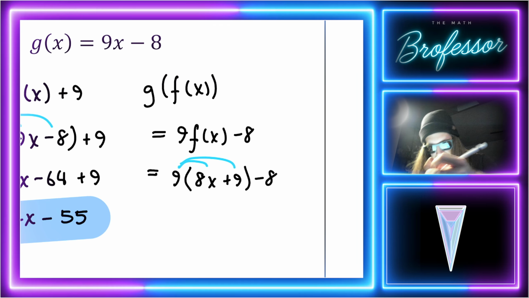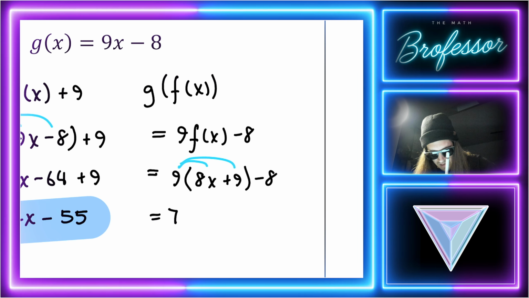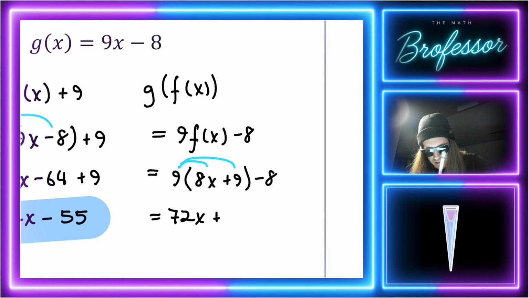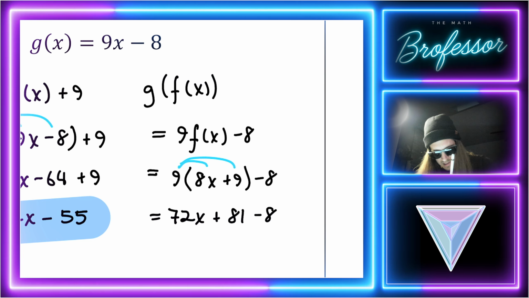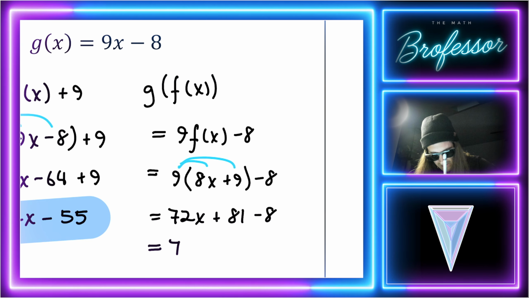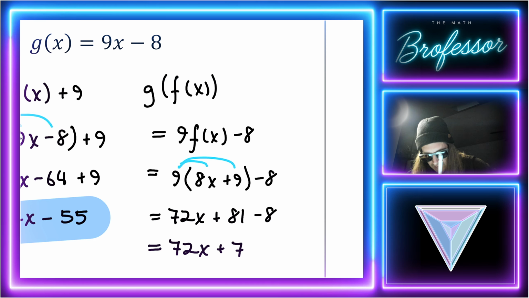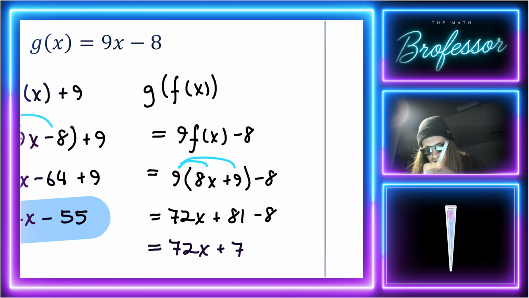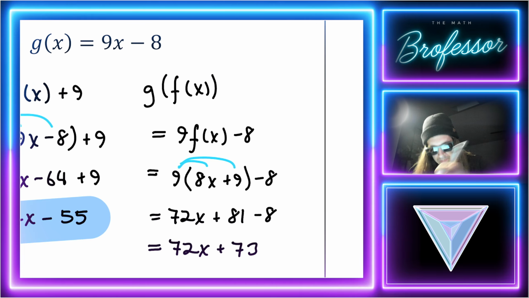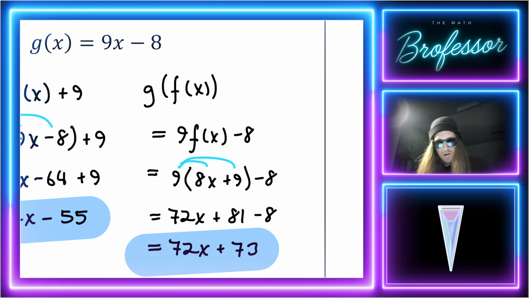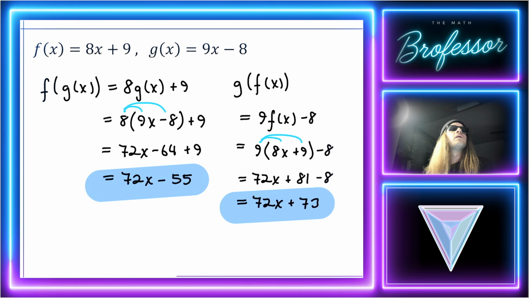Distribute the 9. 72x plus 81 minus 8, which is 72x, and 81 minus 8 is going to be 73. All right, so here's the whole thing.